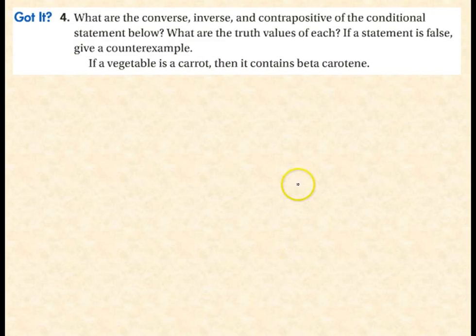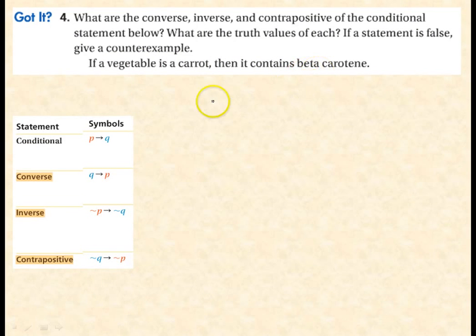So what are the converse, inverse, and contrapositive of the conditional statement below? And what are the truth values of each? If a statement is false, give a counterexample. Here's our original statement. If a vegetable is a carrot, then it contains beta-carotene. Okay, I'm going to make this little chart show up here. And you might want to have this kind of a little chart in your notes to help you remember what's the converse, what's the inverse, what's the contrapositive.